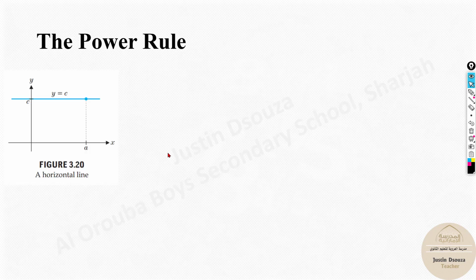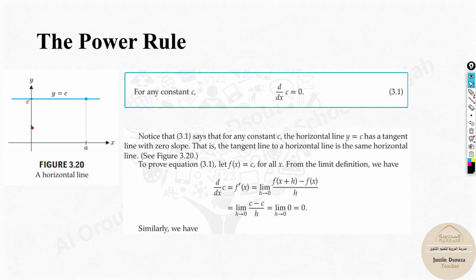The power rule over here. Before the power rule, let us see this. Can you see a constant line? A constant line is a straight flat line. Now, what is the slope at any of these points? If I take a slope over here, you can see the slope is 0, right? It's a flat line. The slope is 0.